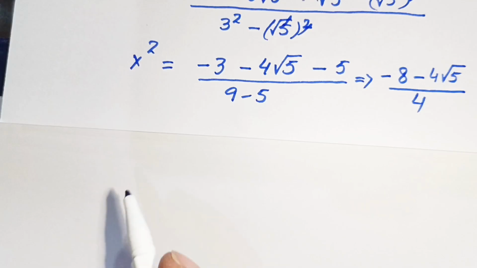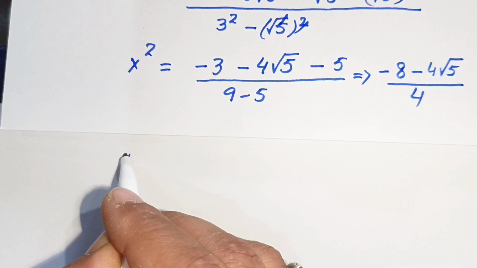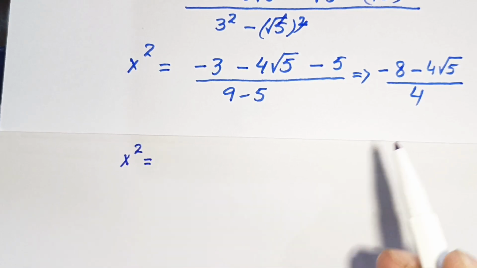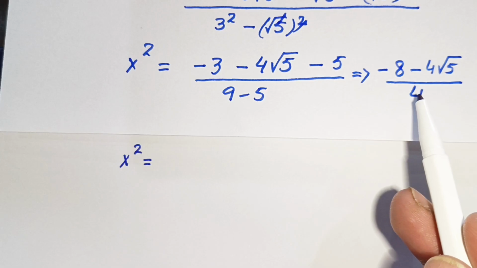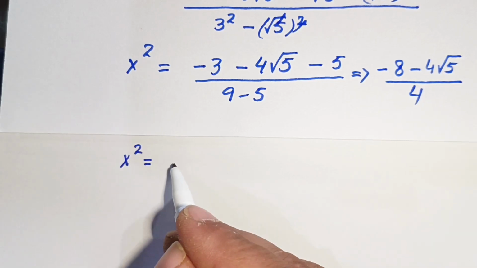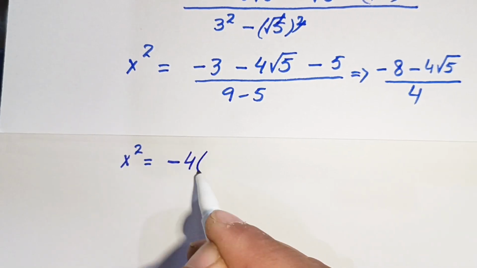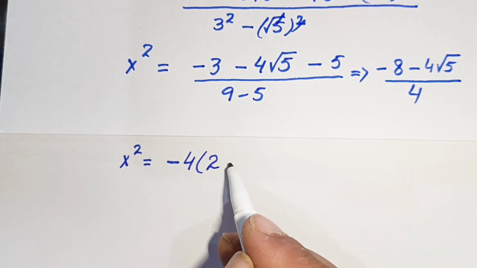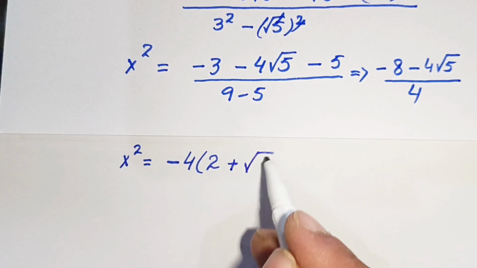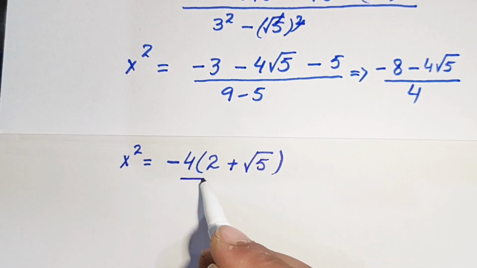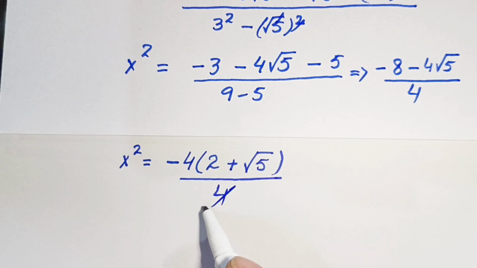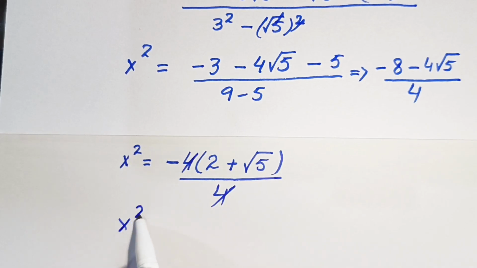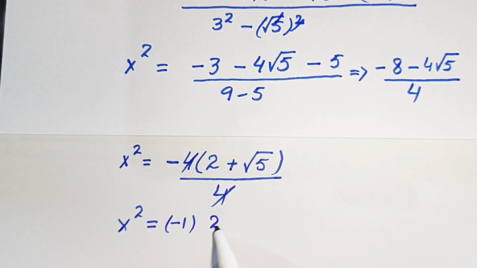So now x squared is equal to, if we take minus 4 common, we get minus 4 times (2 plus square root of 5) all over 4. So cancelling 4 with 4, we have x squared is equal to minus 1 times (2 plus square root of 5).